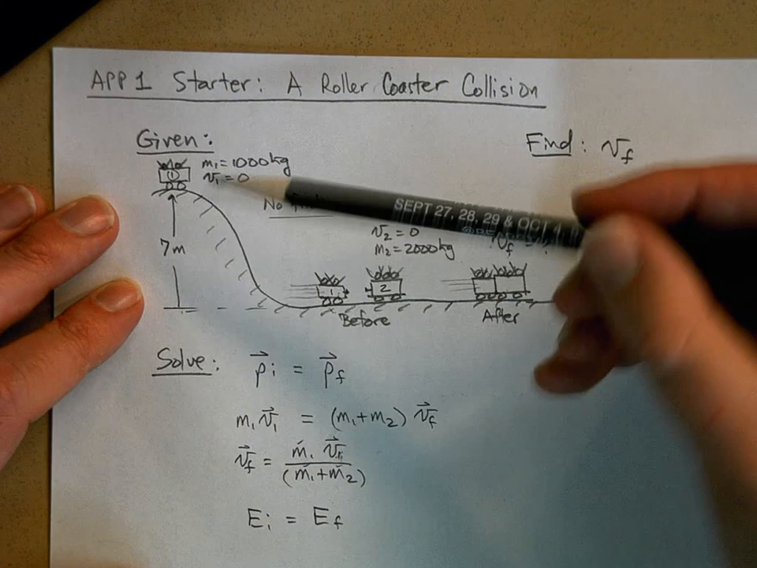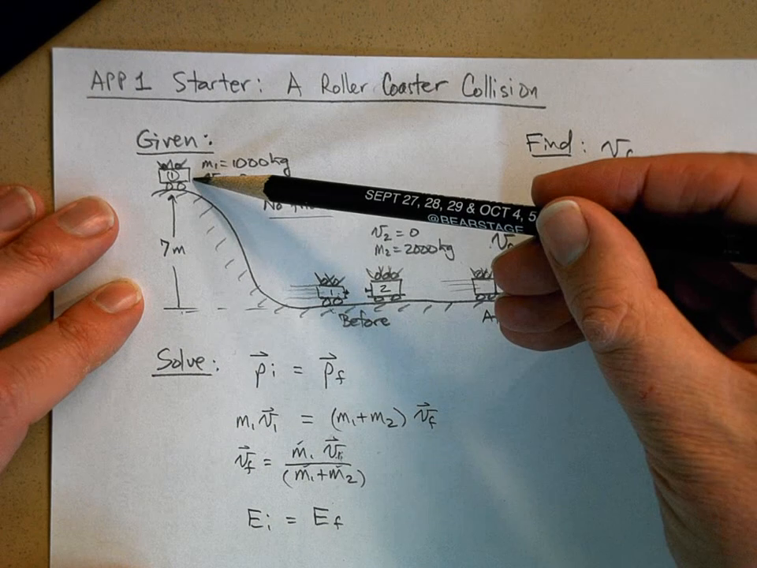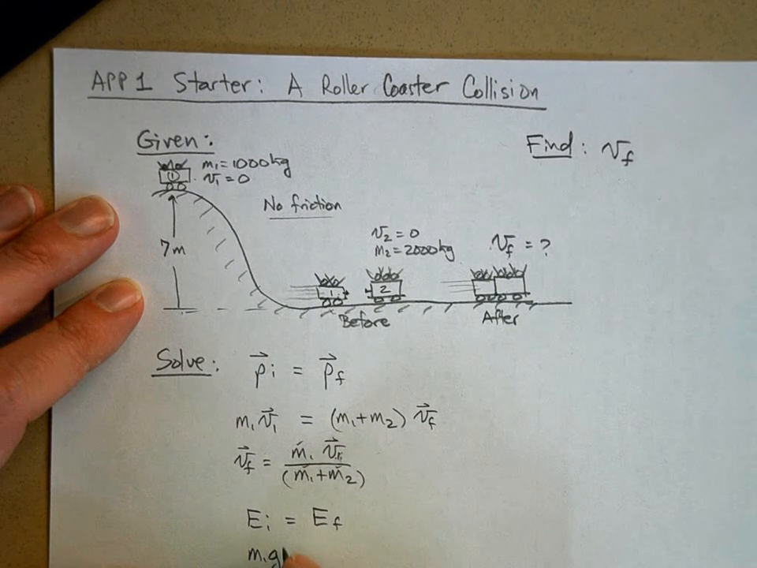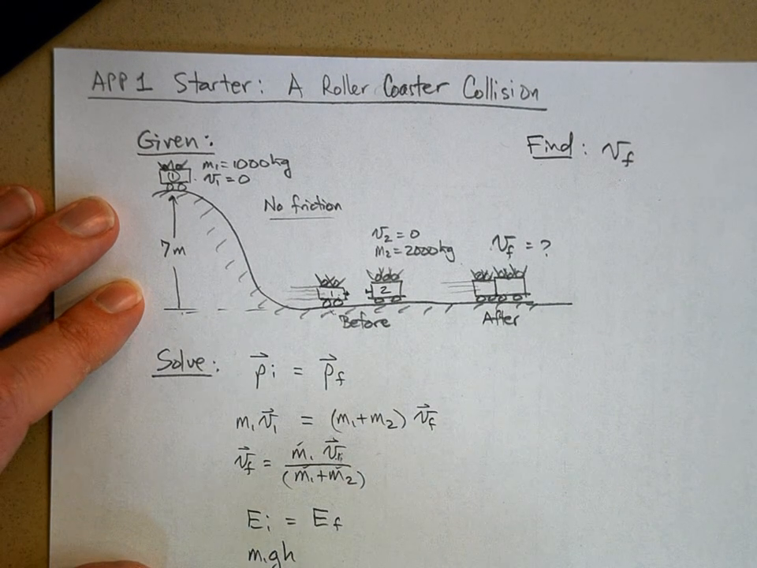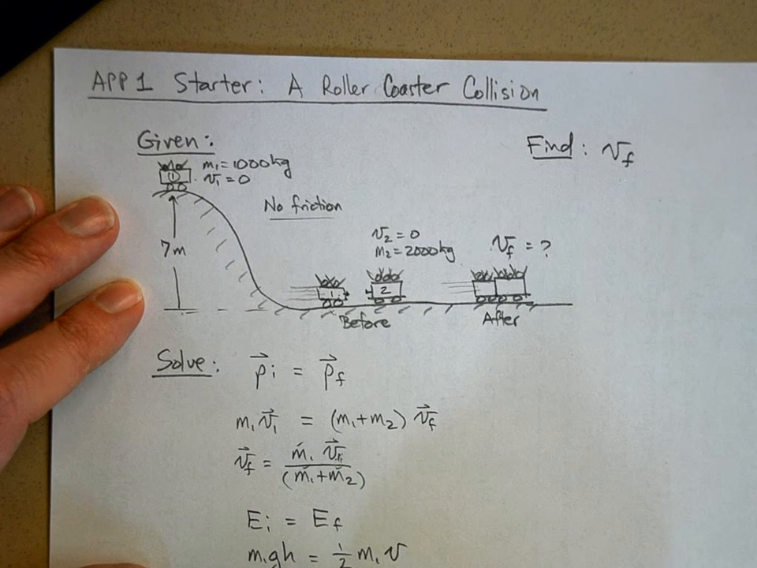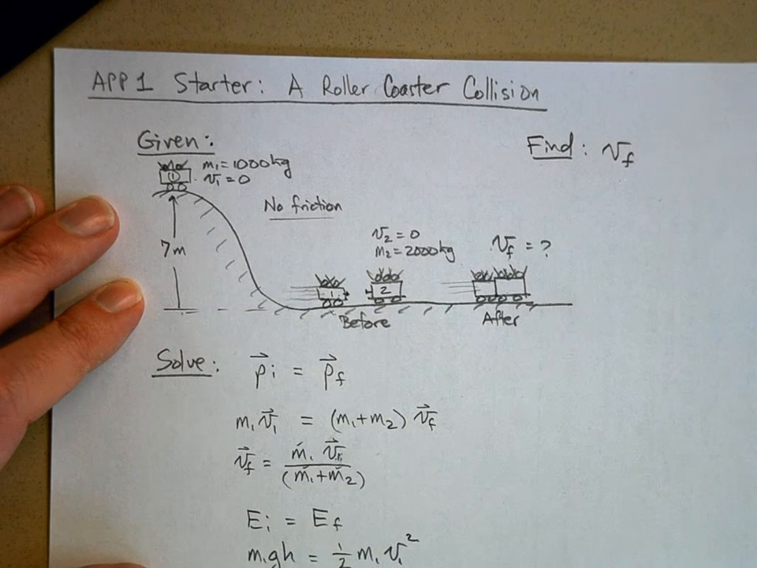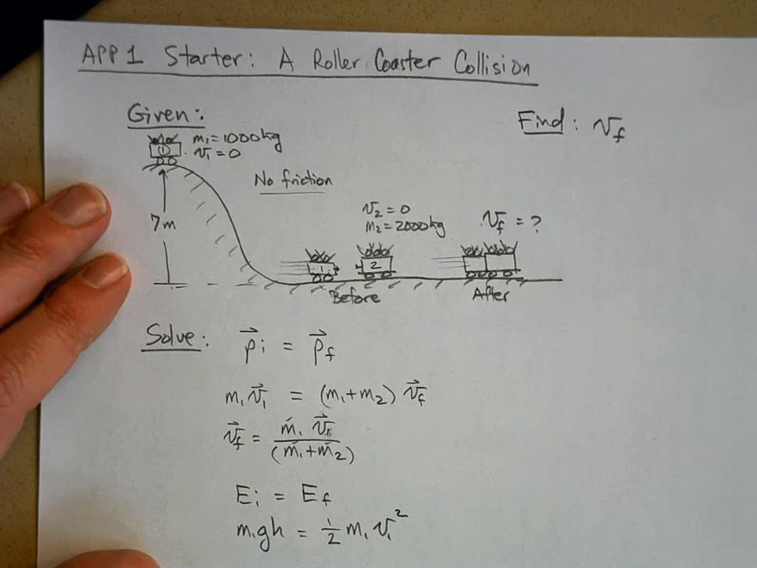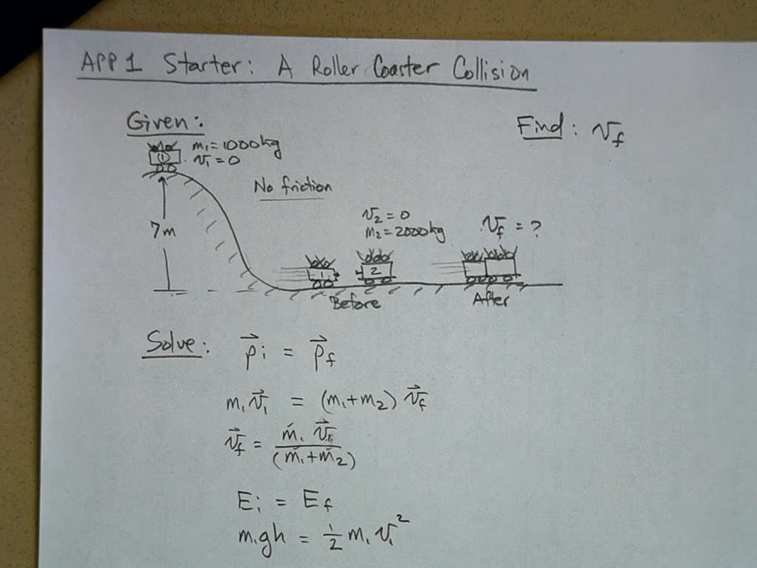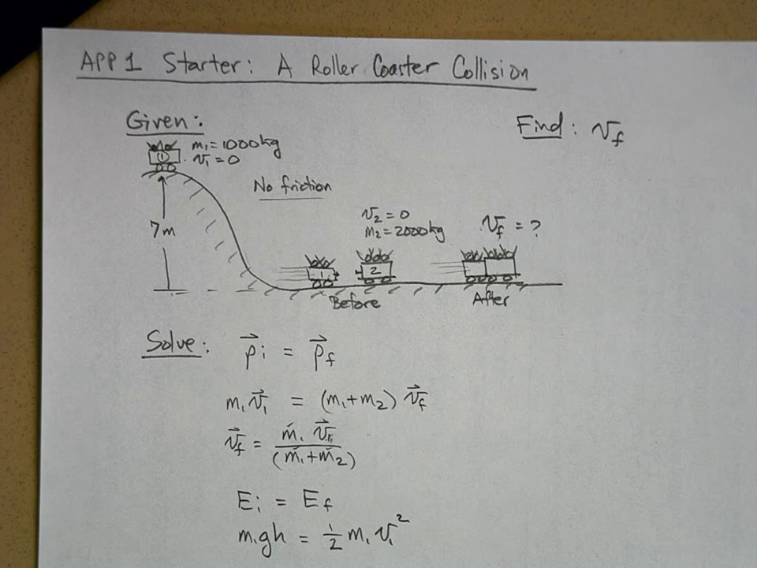And what kind of energy does the roller coaster have at the top? Well, it has M1 GH, and that's going to be equal to 1/2 M1 V1 squared, the kinetic energy. So it's going to lose all its gravitational potential energy, and it's just going to turn into kinetic energy. Does that make sense? Okay, from Unit 3.